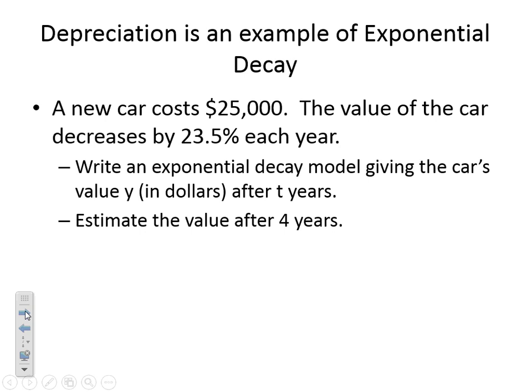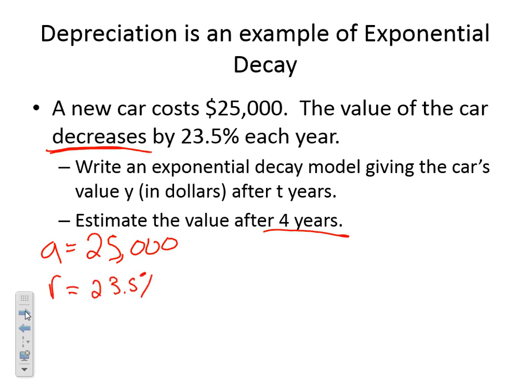A new car costs $25,000. Okay. The value of the car decreases by 23.5% each year. So decreases. We're losing money. We need to write an exponential decay model, and we're going to get the value after 4 years. So our a equals our initial amount, which is $25,000. Our rate is 23.5%, which is 0.235 as a decimal. That's what we're going to use. And our time is going to be after 4 years.